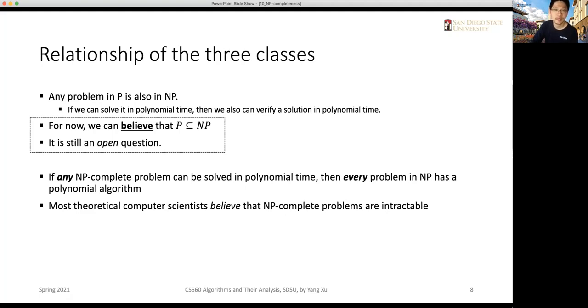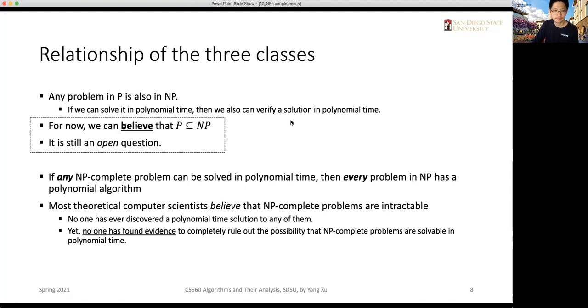Okay, I see a comment here. Mind blowing. Yeah. So, for at least here, we will just stick with the common belief that the NP-complete problems are intractable.